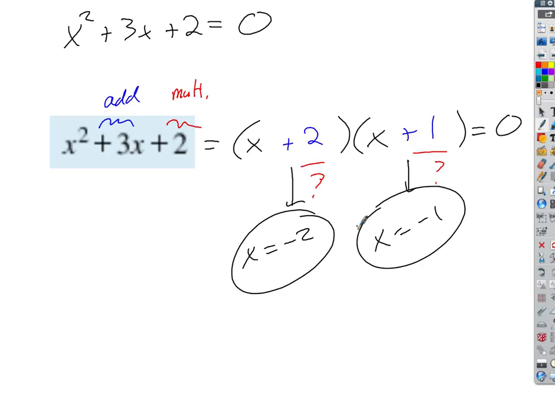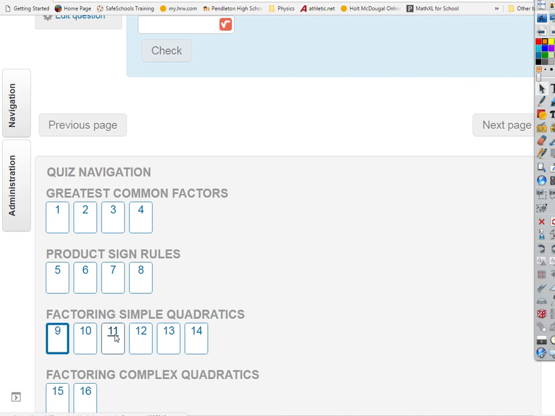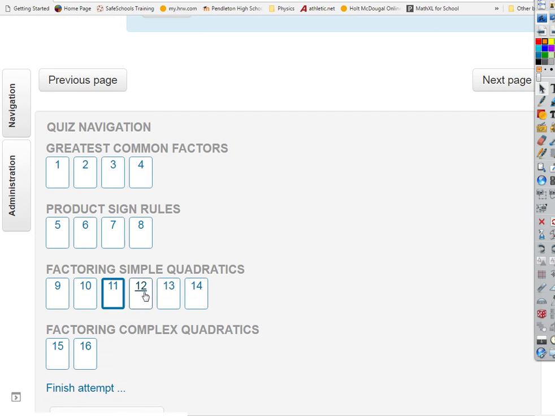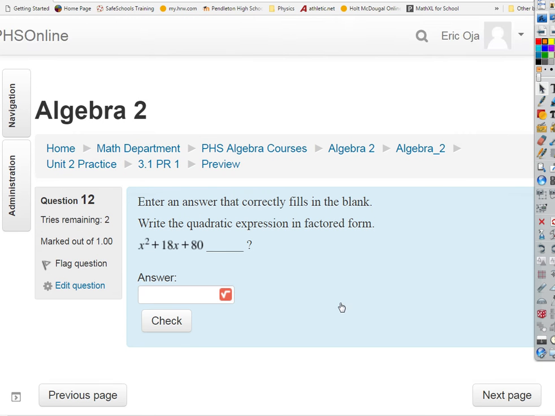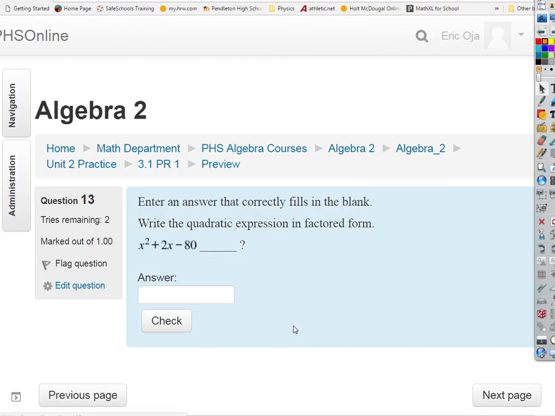But this is all I want in Moodle, just that. That's factored form. Okay? One more of those. Okay, let's find a little harder one than that. How about that one?